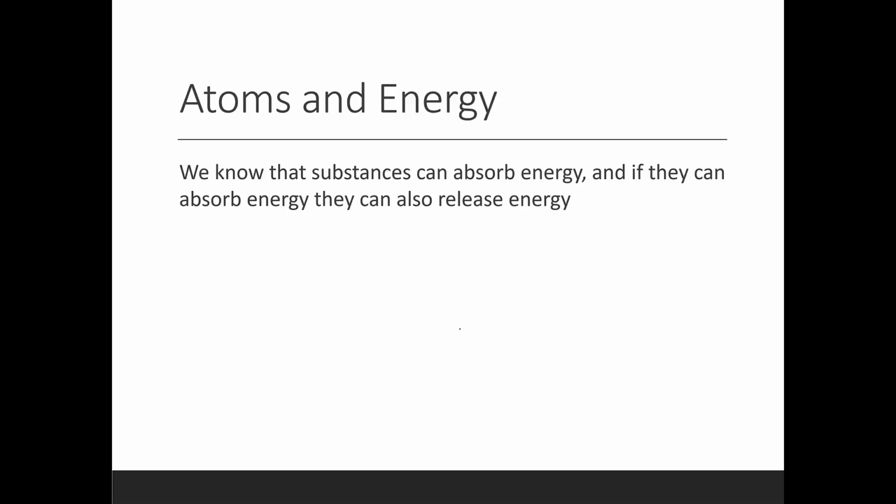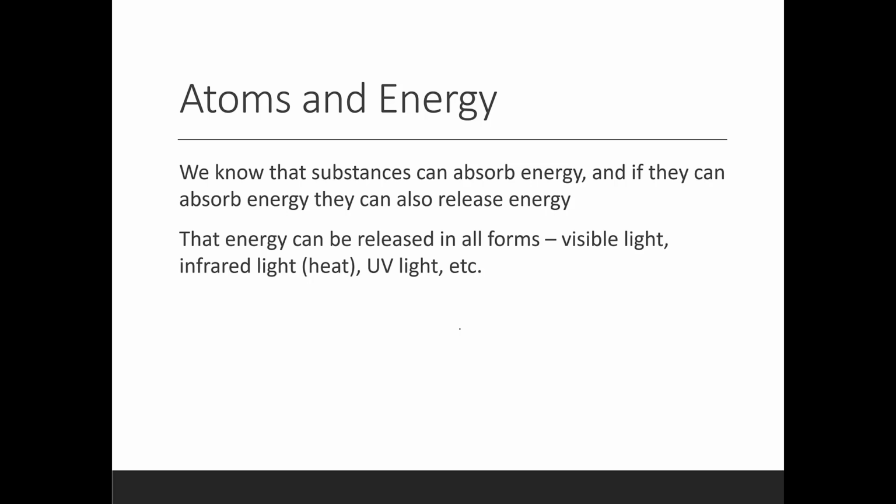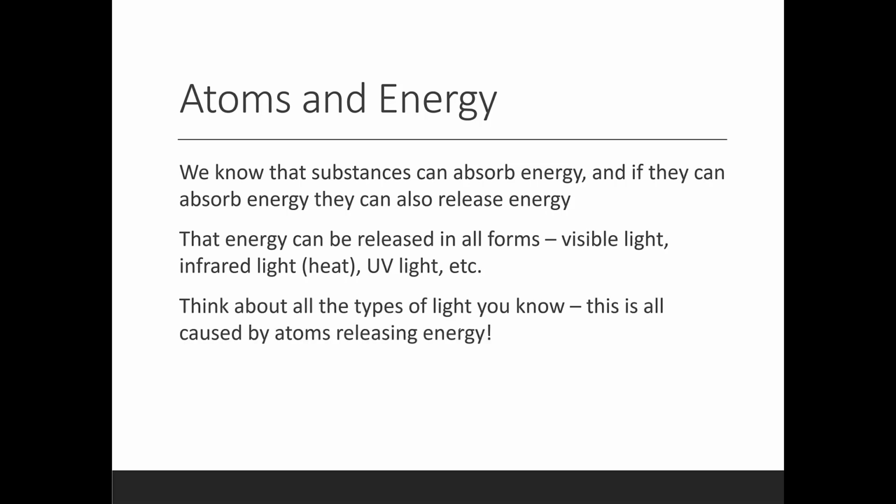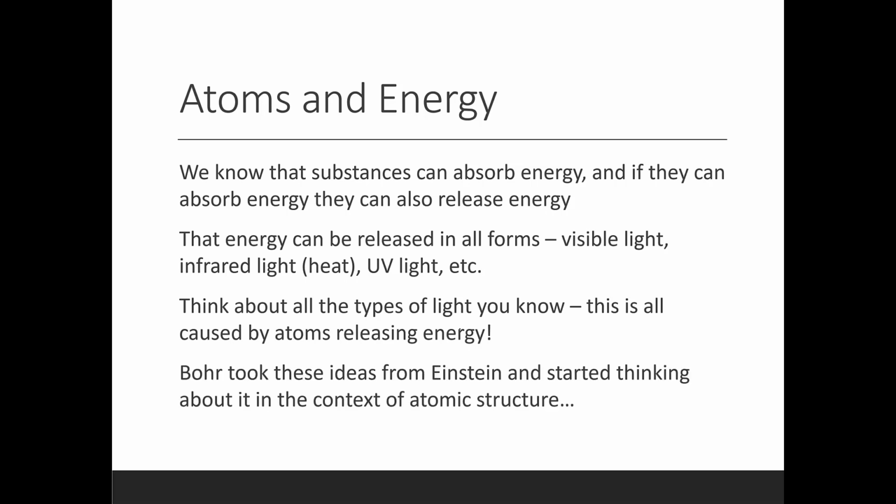So let's get into that a little bit deeper. We know that substances can absorb energy, and if they can absorb energy, then they can also release energy. That energy can be released in all forms. So thinking about the electromagnetic spectrum, we see a lot of light that is released in the visible spectrum. But sometimes infrared light is released, UV light, gamma, right? Gamma rays can be released as energy. A lot of things happen. And that's all caused by atoms releasing energy.